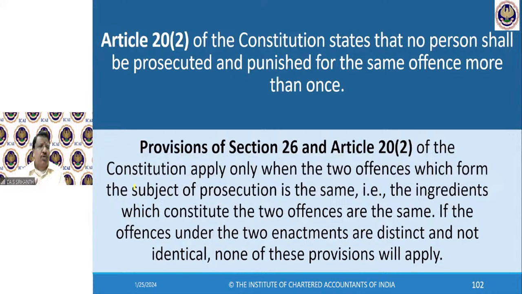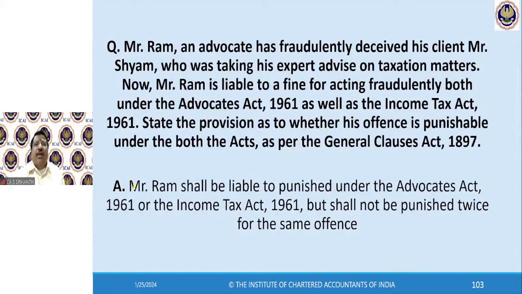So Mr. Ram, an advocate, fraudulently deceived his client, Mr. Shyam, who was taking his expert advice on taxation matters. Mr. Ram is liable to a fine for acting fraudulently, both under the Advocates Act as well as the Income Tax Act. Now Mr. Ram shall be liable to be punished under the Advocates Act or the Income Tax Act, but shall not be punished twice for the same offense. So you choose where you want to take him. Ideally, take him under the Advocates Act, because there he can escape, whereas under the Income Tax Act, you get caught.